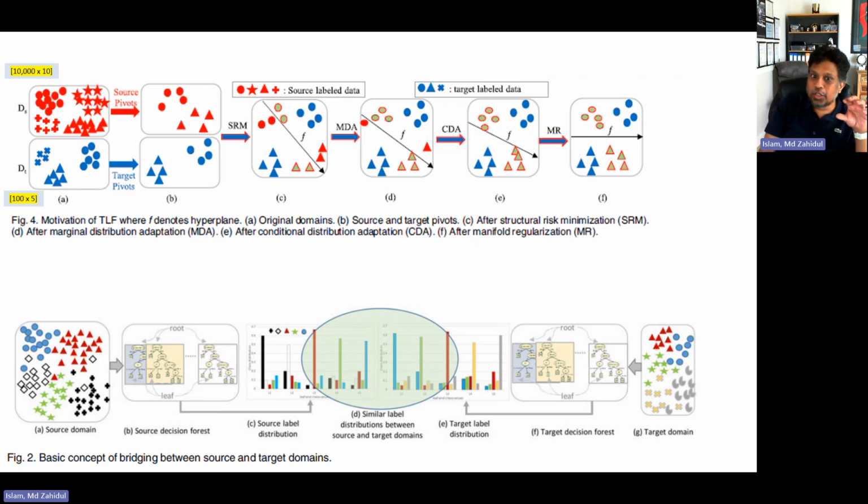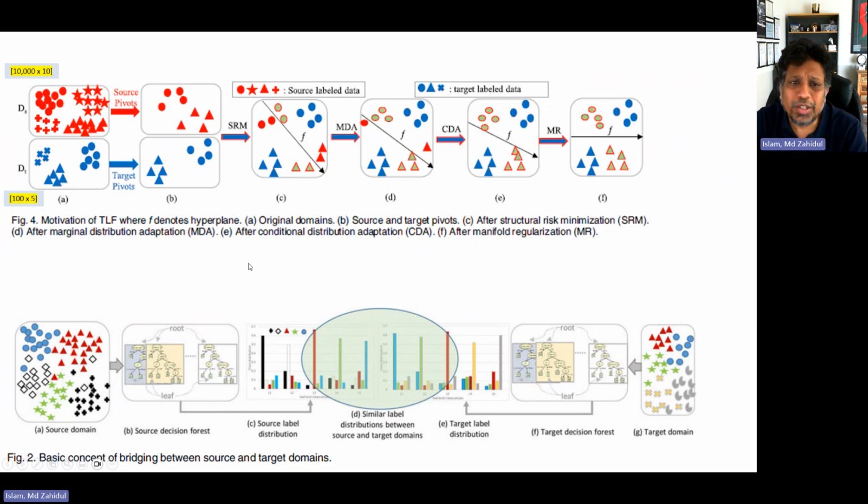Let's say we find a leaf in the source domain that has 100% highly satisfied clients, and we find a leaf from the forest trained on the target domain also having 100% highly satisfied clients. That means these two leaves are similar. So it tells us that somehow these records, whatever they are, are kind of similar, because they are a highly satisfied group of people in the source, and in the target as well. So these two kinds of records are somehow similar. You know what I mean? That is the concept, and that's how we find source pivots and target pivots.